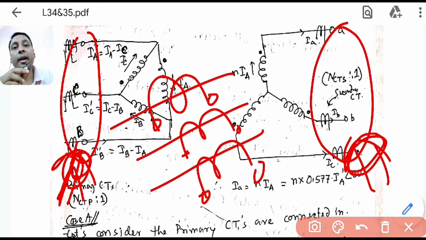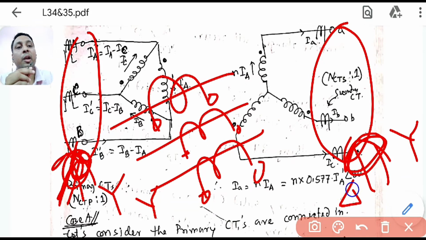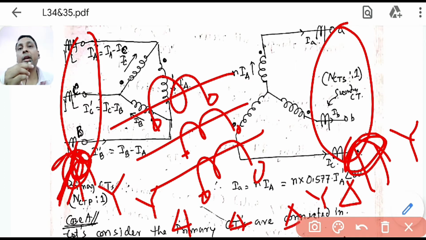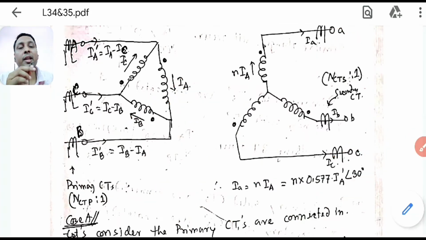How are these connected? This can be connected star here. Here also it can be connected star. Here it can be connected star. Here it can be connected delta. Here it can be connected delta. Here it can be connected star. Here it can be connected delta. Here it can be connected delta. So there are four possibilities. We are seeing which possibility is feasible for us, then we will make a conclusion on how to proceed.